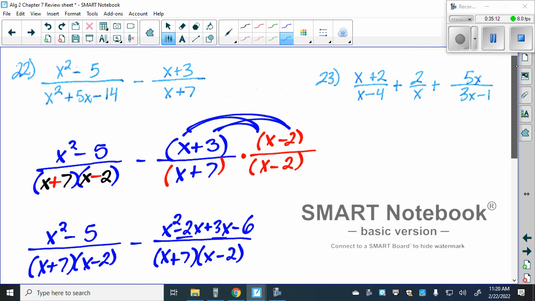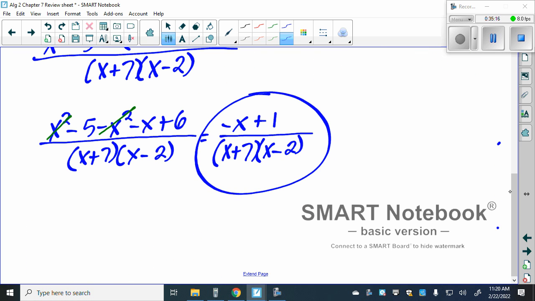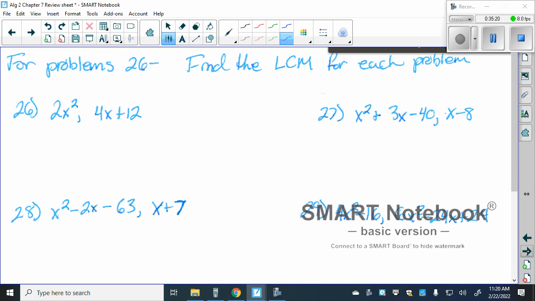And that was number 22. We good with 21 and 22? All right. We're going to look at 26 and 29, finding the least common multiple. So we'll look at 26 first.